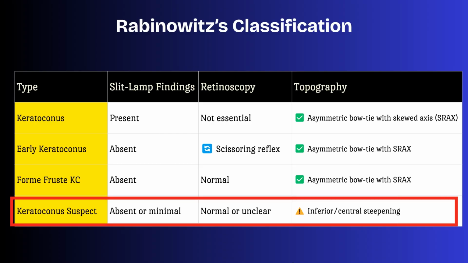Next, we have what is known as a keratoconus suspect. Here, the topography may show inferior steepening and mild central asymmetry. However, these do not fulfill the classic pattern criteria for definitive keratoconus. That means there is no asymmetrical bow tie with skewed radial axis. It's more of a clinical hunch because the slit lamp findings might be absent or minimal, and the retinoscopy might be normal or unclear. The patient might progress or might not progress. Importantly, not all keratoconus suspects will develop the disease, so this term should not be equated with subclinical keratoconus.